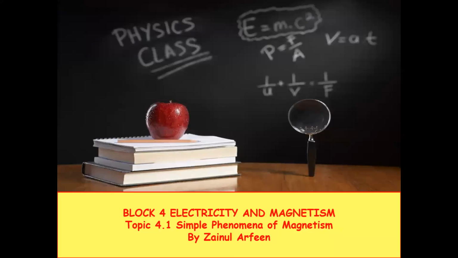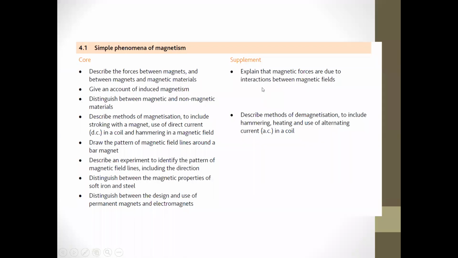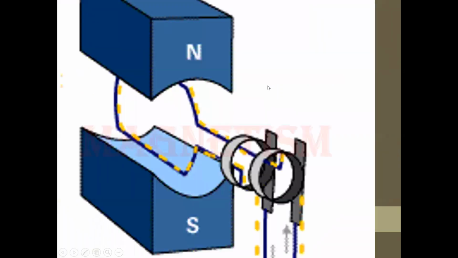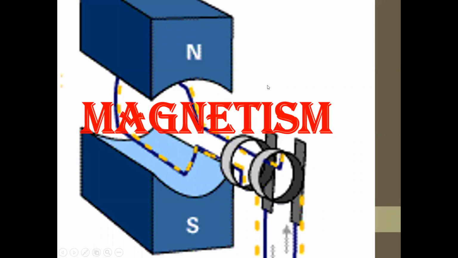So this one is the first topic of block 4, which is about the simple phenomena of magnetism. Block 4 is electricity and magnetism. So starting with 4.1, the simple phenomena of magnetism. These are the learning objectives of topic 4.1, which is about magnetism.